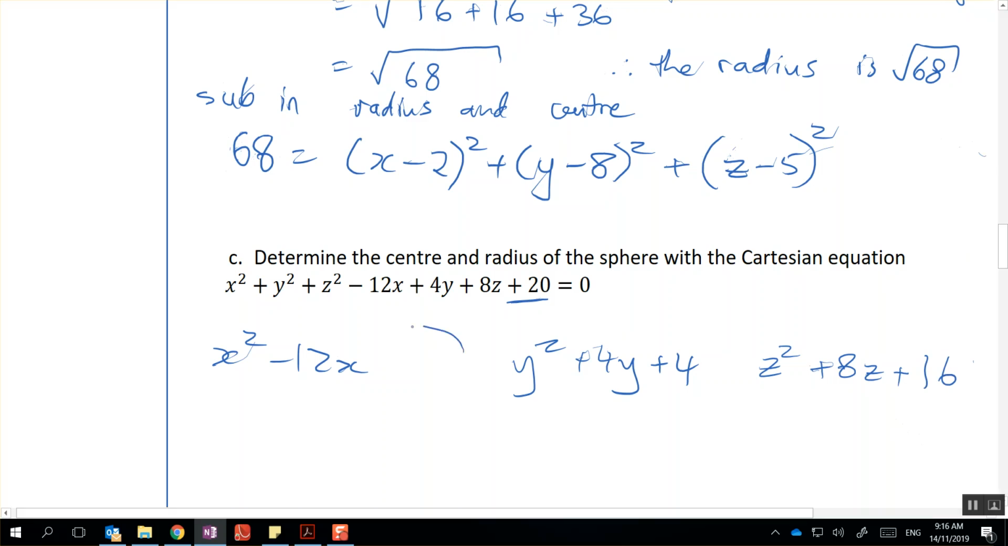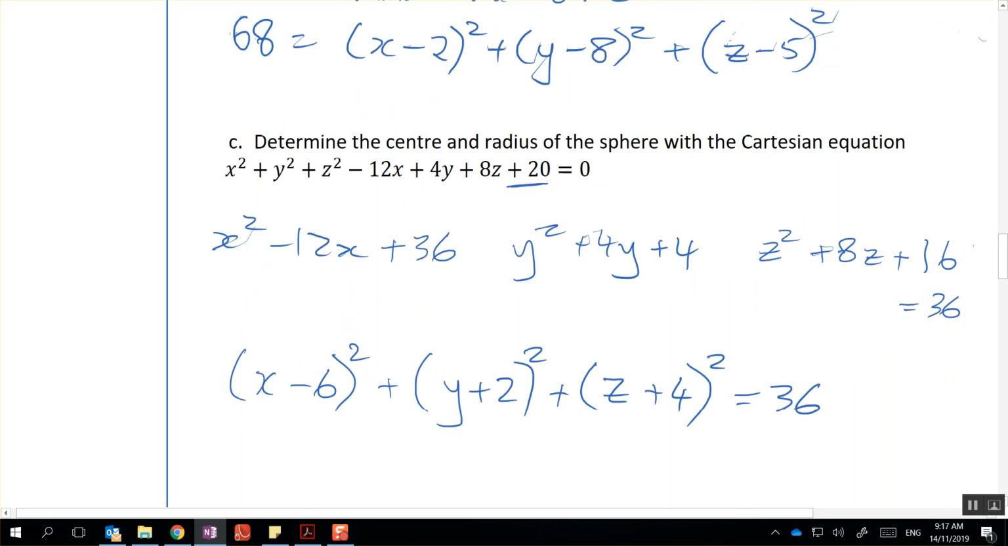So we've got to do one for x. And that's going to be the radius. 36. Wait, is that right? 12 divided by 2 is 6. Squared is 36. And we also said we need to add 36 on the other side. So if we add 36, any guesses what the radius is? 6. Bingo.